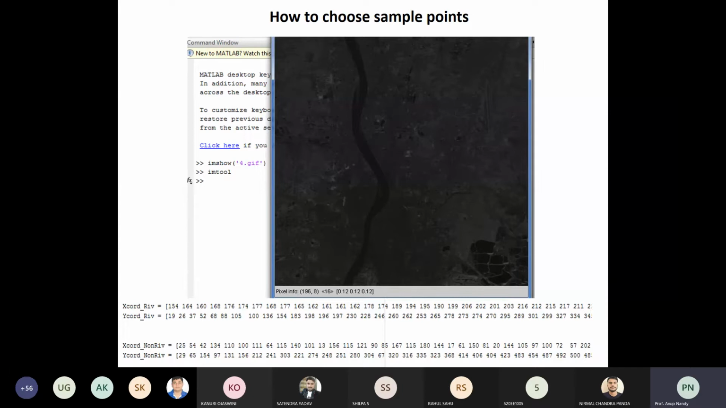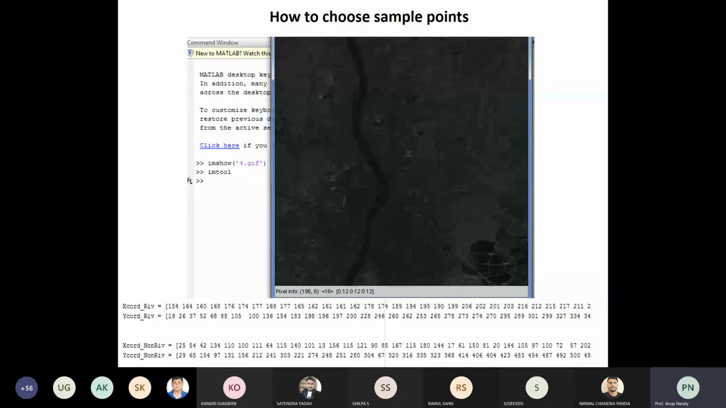Suppose, as I am showing in MATLAB, you could use Python also. In MATLAB there is a command called imshow. If you imshow, you just pass any one of the images. Out of the 4 images, you take any one for taking the sample points. A sample point is an x coordinate and a y coordinate. That's it. Not the values. You only have to check the x coordinate and y coordinate.